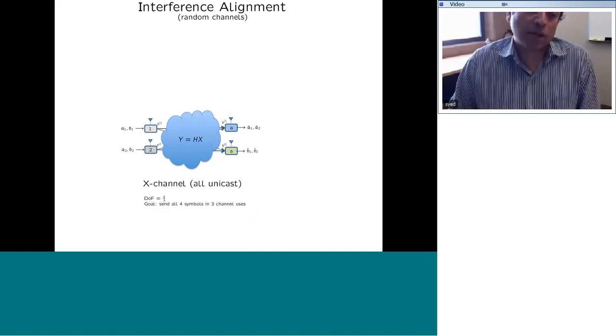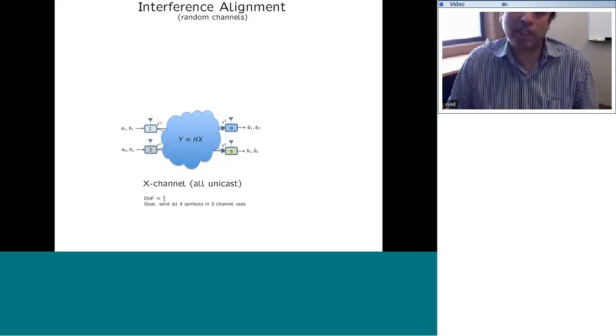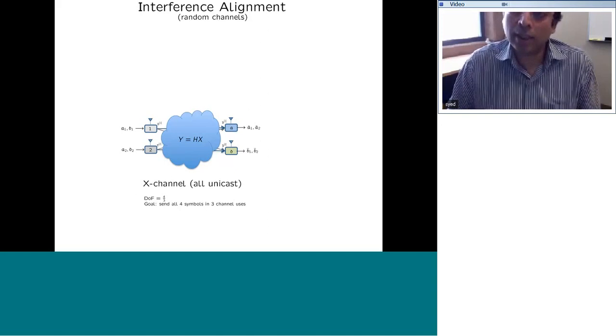So what is this problem? This is an X channel, or you can think of it as all unicast. What that means is there is an independent message for each transmitter-receiver pair. So there's a message from transmitter 1 to receiver A that we call A1. There's a message from transmitter 1 to receiver B that we call B1, and so on. So there's 4 messages here.